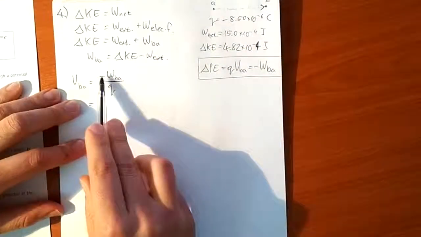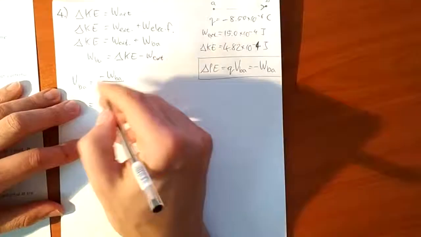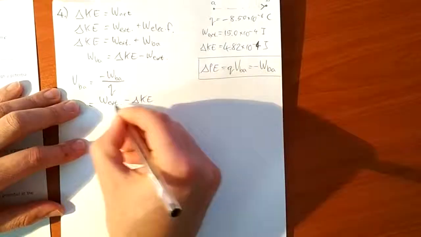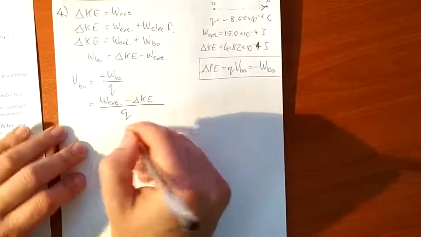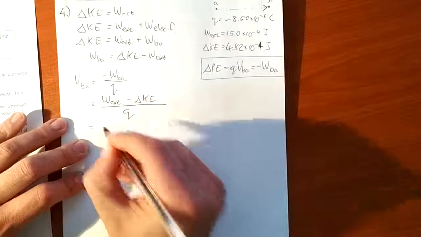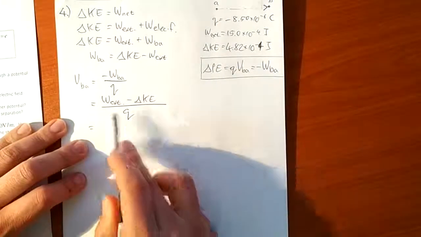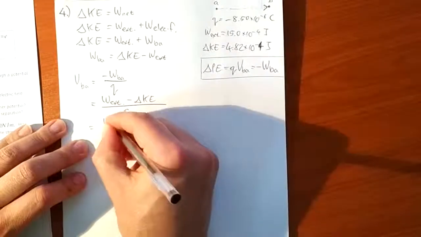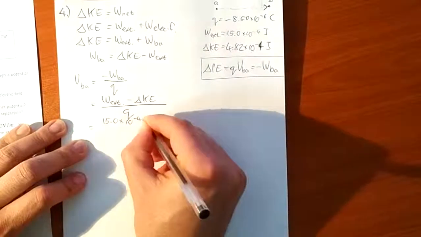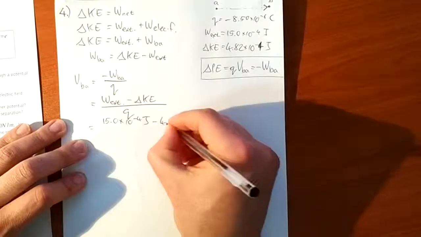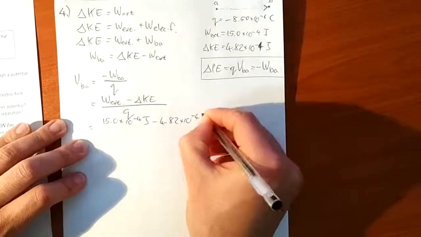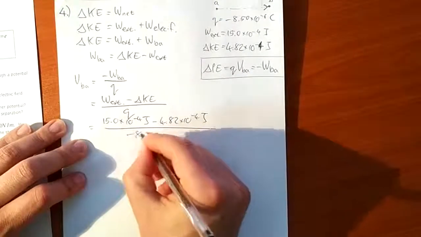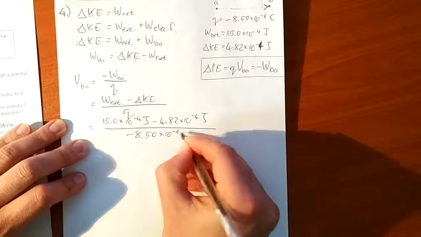Okay. What is minus WBA? So that's minus that. So it's going to be the work done by the external force minus the kinetic energy change, over Q. Okay, so let's substitute everything. Now I substitute, now that I have my final expression for what I'm after. Okay, so that is 15.0 times 10 to the minus 4 joules minus 4.82 times 10 to the minus 4 joules, over the charge, minus 8.50 times 10 to the minus 6 coulombs.